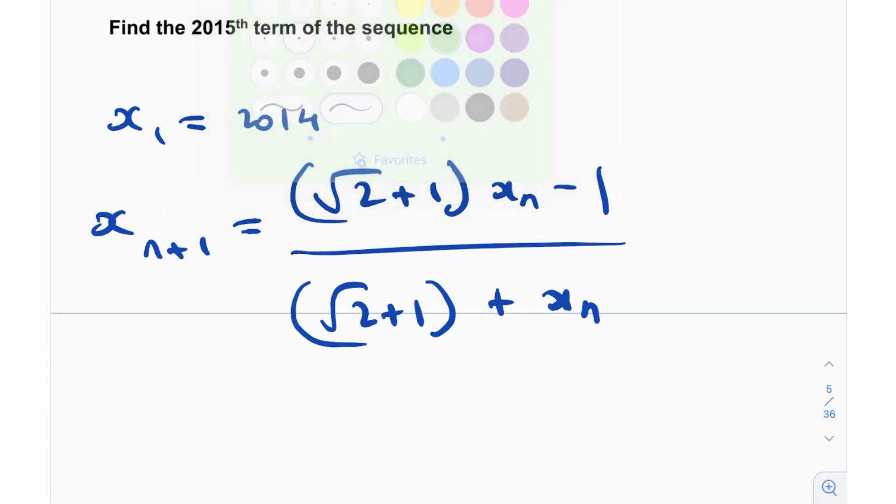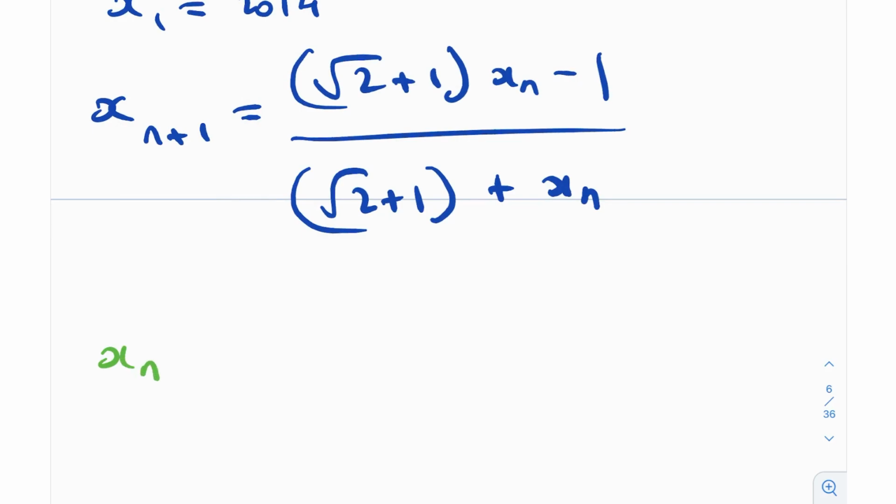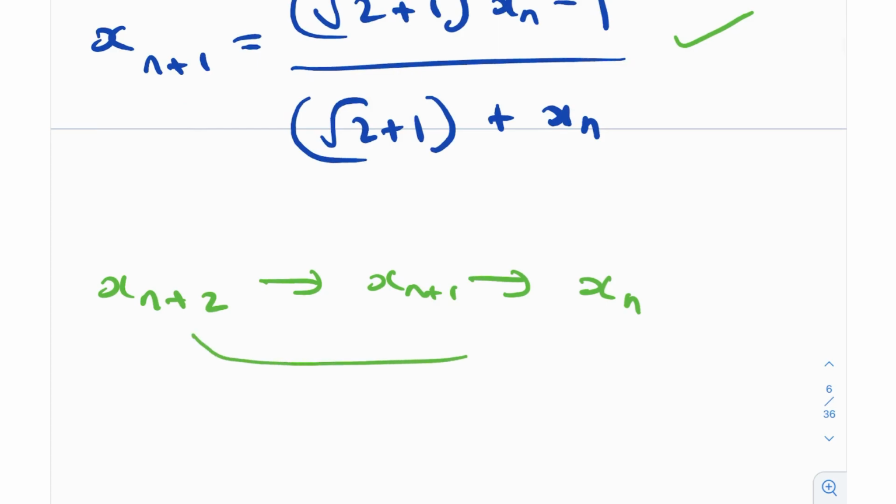So what you can maybe do is try and find the second term, third term, fourth term. But you see that these numbers will be quite large and they'll be irrational. So you're really not making any significant progress by just finding random terms. So what you can do is try to find out the value of xn plus 2 in terms of xn. I would first find xn plus 2 in terms of xn plus 1. But I know the value of xn plus 1 in terms of xn from this given relation. So I would be able to find the value of xn plus 2 in terms of xn.